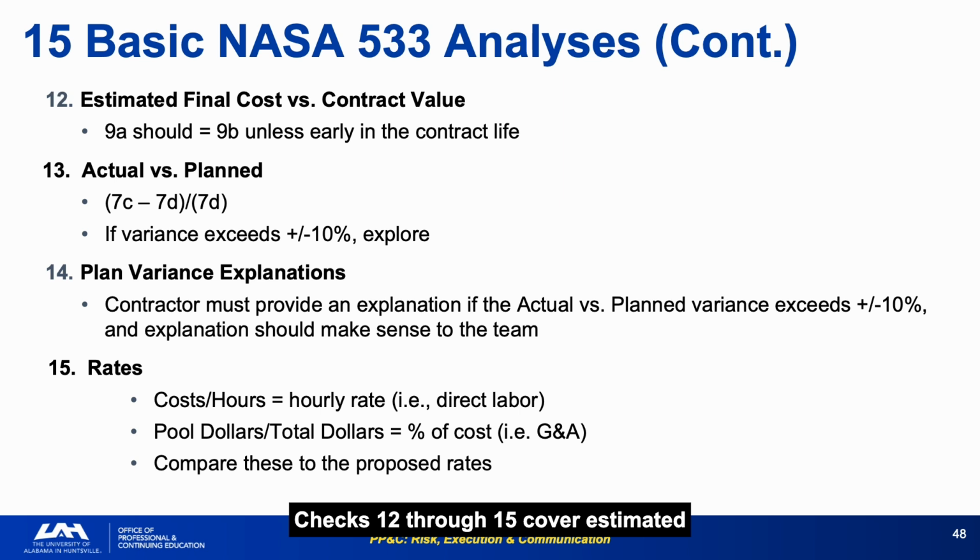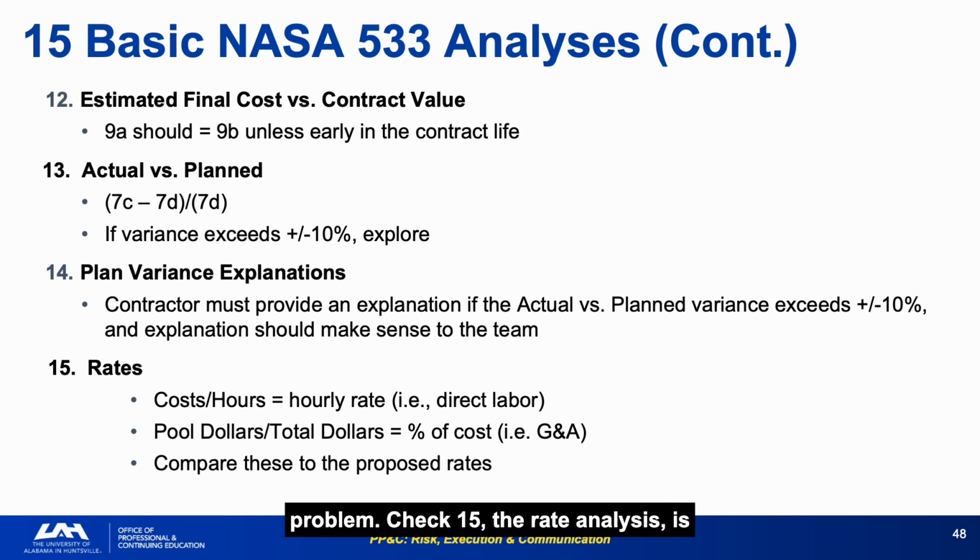Checks 12 through 15 cover estimated final cost versus contract value, actual versus plan variance explanations, and rate analysis, the 4 checks that assess the health of the forward-looking picture. Check 12, comparing the estimated final cost in column 9A to the contract value in column 9B, should converge as the contract matures. If they are significantly different early in the contract life, that is acceptable. If they are significantly different when the contract is 70% complete, that is a problem.